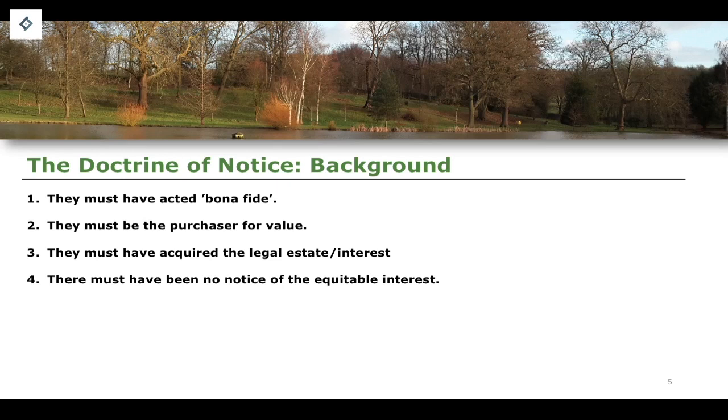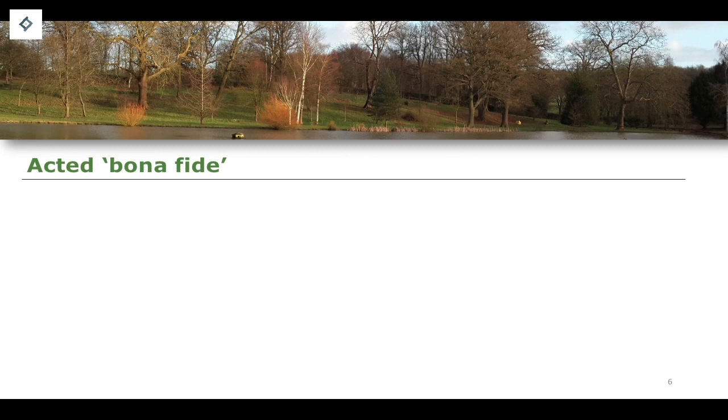So the doctrine of notice is sort of encapsulated mainly in the fourth of these requirements, because they must have had no notice of the equitable interest. And we'll talk about what notice means and how notice can be provided in this lesson and future lessons' time. But there are also steps that are required beforehand. So they must have first acted bona fide, they must be the purchaser for value, they must have acquired the legal estate/interest. So let's begin with the first of these.